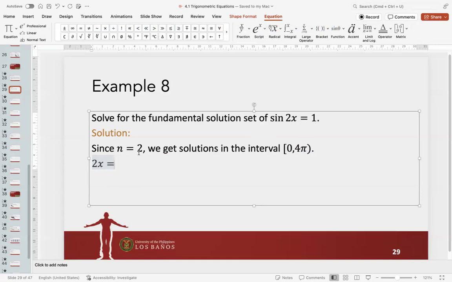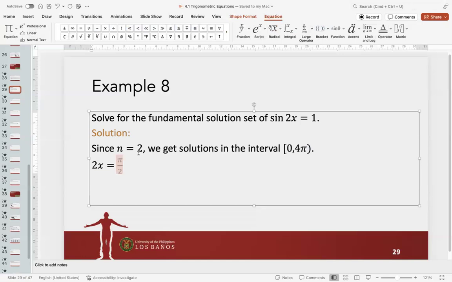So sine is equal to 1 whenever our angle is pi over 2. So we put there pi over 2. And pi over 2 is the only solution that we have from 0 to 2 pi.